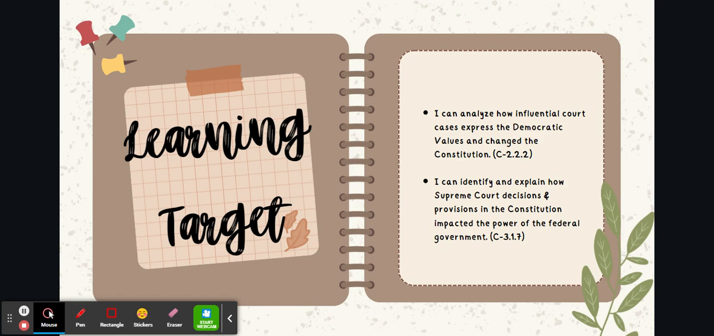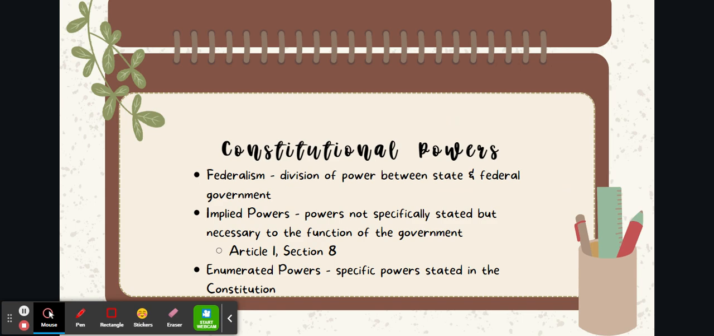The second one states, I can identify and explain how the Supreme Court decisions and provisions in the Constitution impacted the power of the federal government. In that learning target, we're going to specifically focus on one more of the Supreme Court cases, as well as look at the difference between the term federalism, implied powers, and enumerated powers in terms of the amount of power the federal government has. To begin with, we're going to talk about constitutional powers.